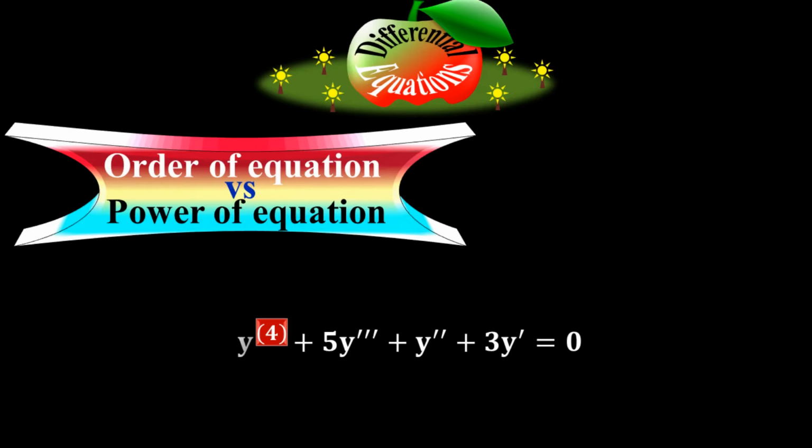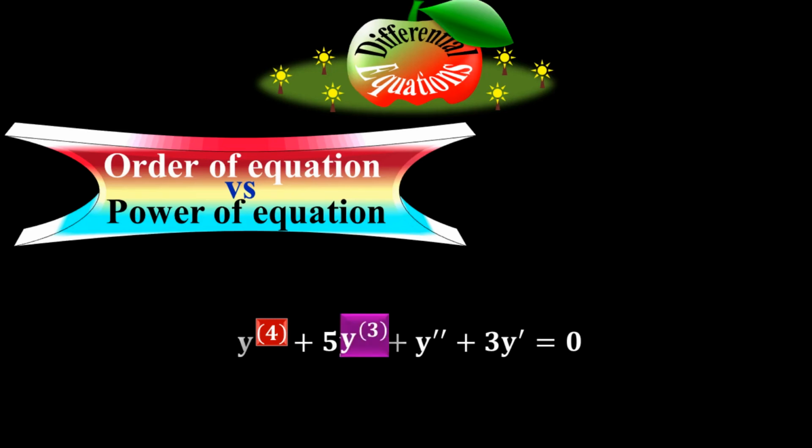But what about the power? The power of this equation is obviously 1, because y⁽⁴⁾ inside the bracket is raised to 1. There is no other power. This 4 inside the bracket is not a power. It is the derivative symbol, fourth order derivative, and the power of this equation is 1, because the power of the equation is actually the power of the maximum derivative term, and the maximum derivative term here is y⁽⁴⁾, and it is raised to 1.